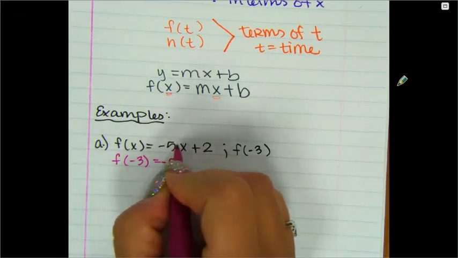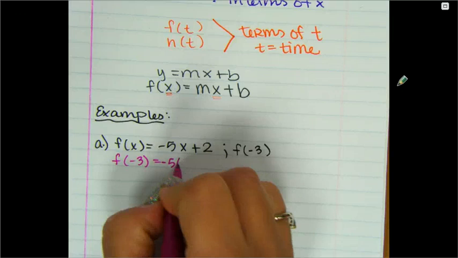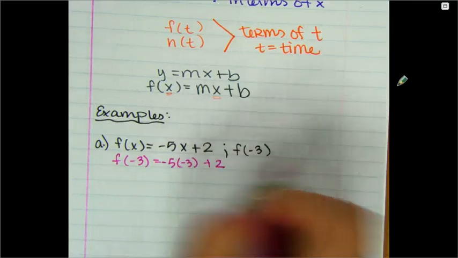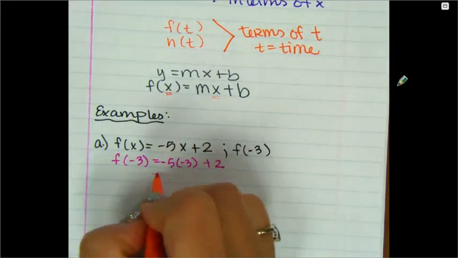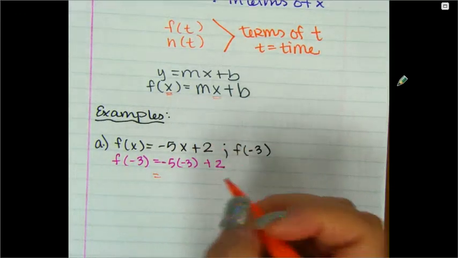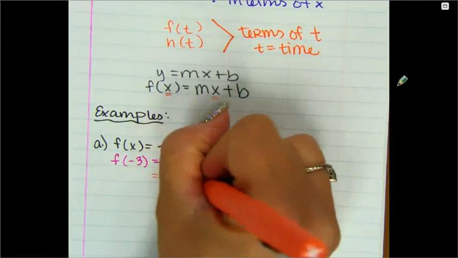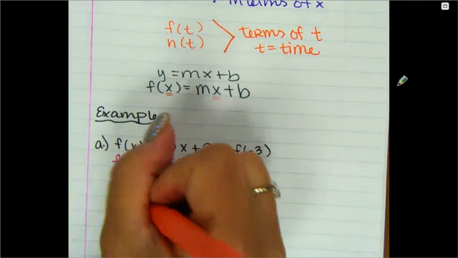And what's the operation between the 5 and the x? Multiplication, and we bring down that. I know, it's mind-blowing, right? And then we're going to keep solving. So we get negative 5 times negative 3, positive 15, plus 2.